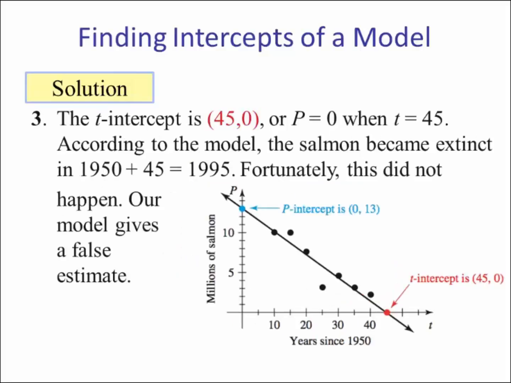Number 3, the t-intercept is 45. Now what that means is when t is 45, p is 0. So to interpret this, we would say, according to the model, the salmon became extinct when t was 45, which is 1995. Now, this really didn't happen. Our model gave us a false estimate.